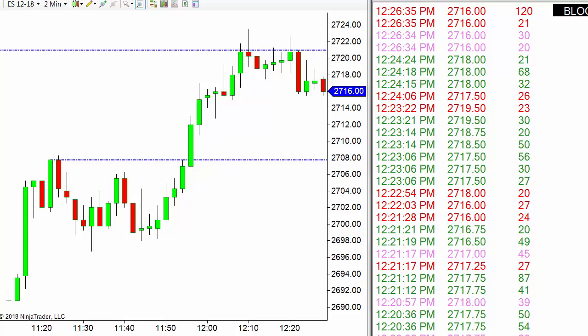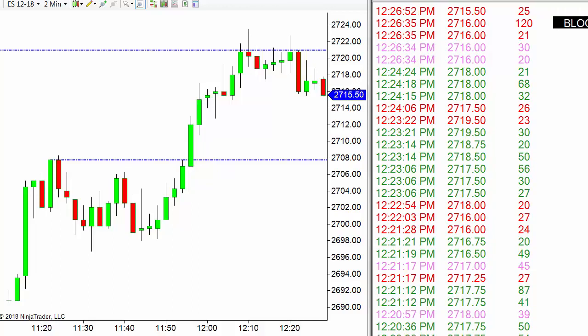Now, what we've got is a 2-minute E-mini chart up here. You can see we put in a resistance level there, kind of a double top. And over on the right, I've got my time and sales window. Two things that we're looking at here. Number one, we've got two bearish signals on there.